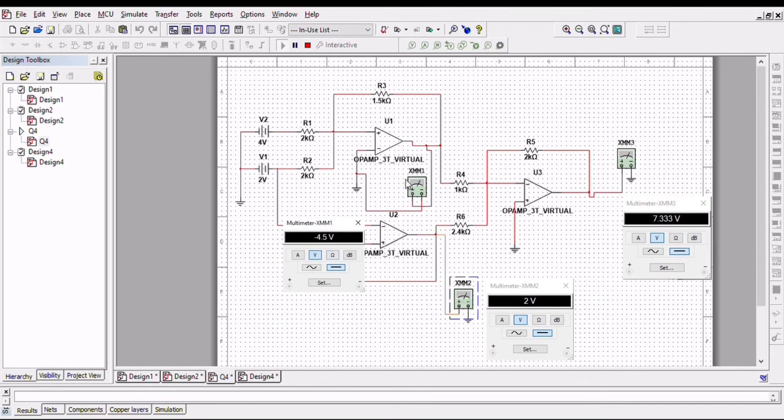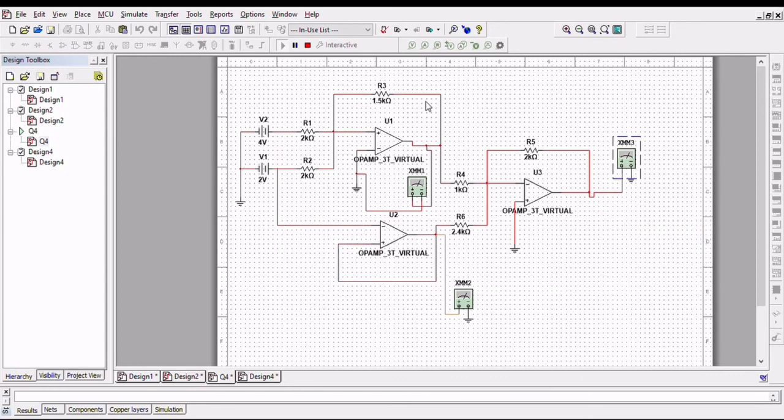So as we can see here, all of the values are similar to the calculation just now. So the Vout1, we obtain negative 4.5 volt, which is similar to the calculation. The Vout2 is 2 volt, which is the same as the calculation. And the last one, Vout3, 7.33, also the same as the calculation just now. So as we can see here, all of the values are the same as the calculation, which means the calculation is correct. That's all from me. Thank you.